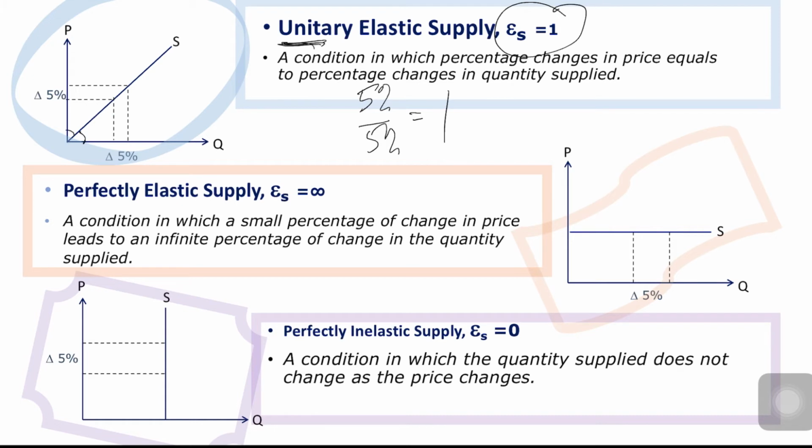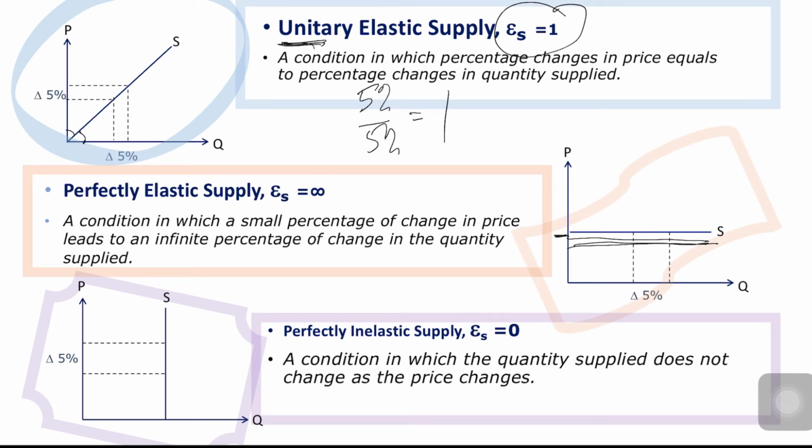The fourth one is perfectly elastic supply, when the coefficient value equals infinity, a condition in which a very small percentage change in price leads to an infinite percentage change in quantity supplied, and the curve is horizontal. Okay, a horizontal supply curve.